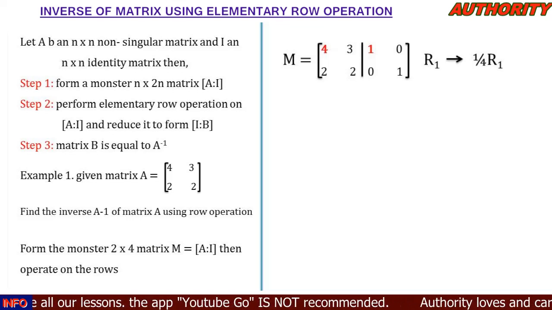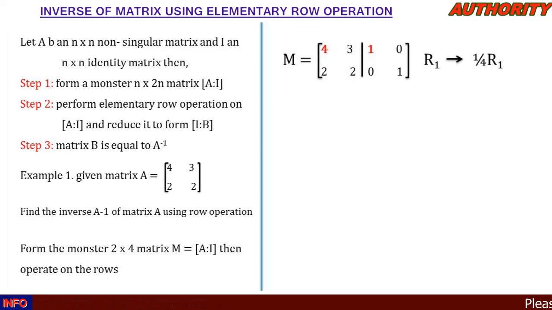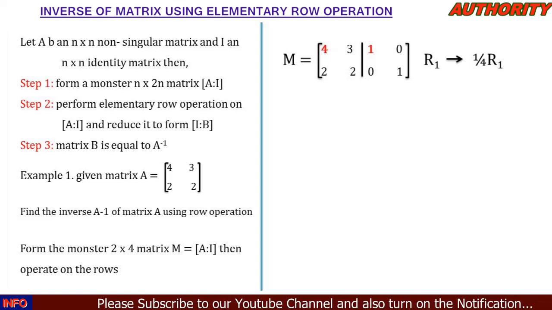So the question is, what can we do to this 4 so that it will become 1? What kind of operation can we perform on this 4 so that it will become 1? If you multiply this 4 by its inverse, which is 1 over 4, it is going to give you 1. So, in this elementary row operation, whatsoever you do to one element, do also to the rest.